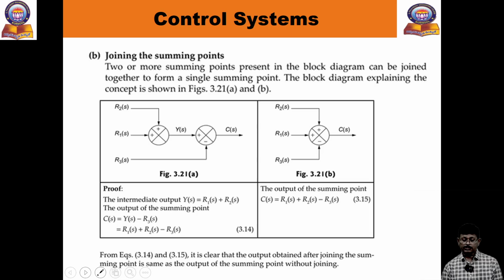Now joining the summing point. Two summing points are given, joining summing points. Okay, they also you can observe. See, what is Y of s? R2 of s plus R1 of s. Right? Then what is C of s? Y of s minus R3 of s. Come to this case, so you are combining, you are getting R2 of s plus R1 of s plus minus R3 of s. Same. Okay, so these are the rules.